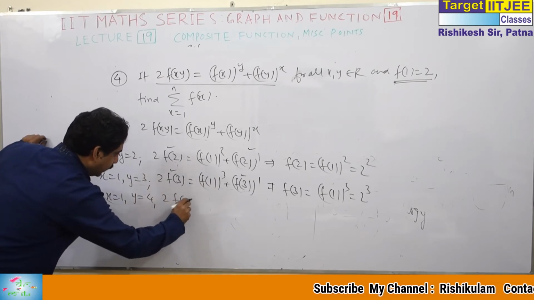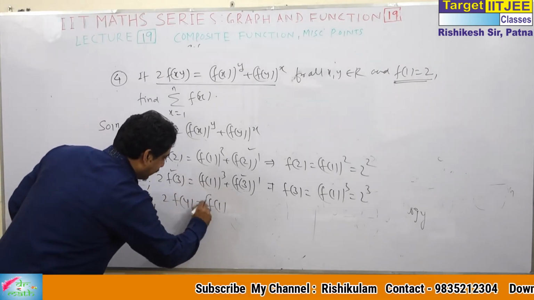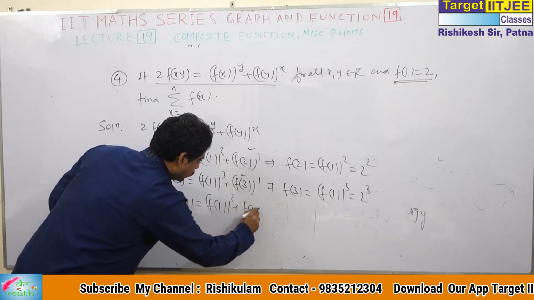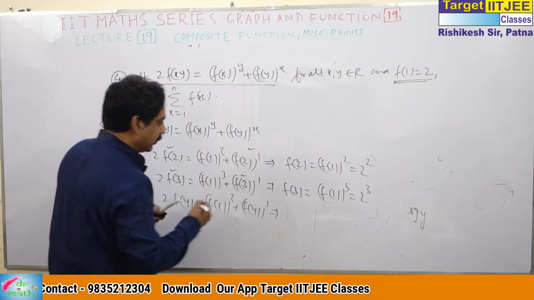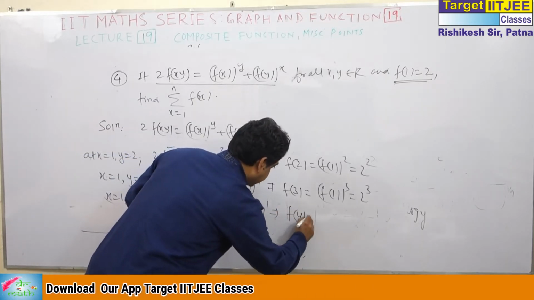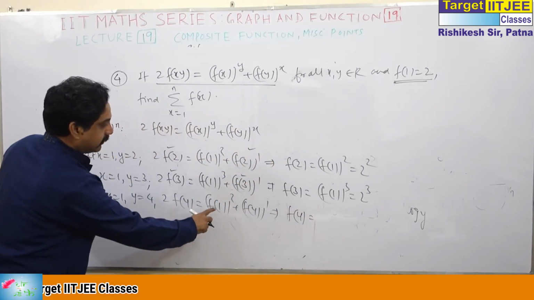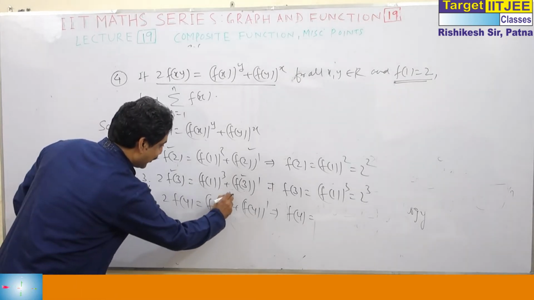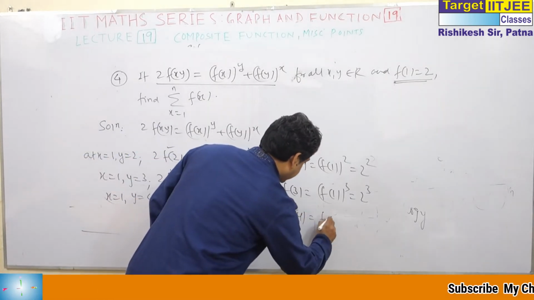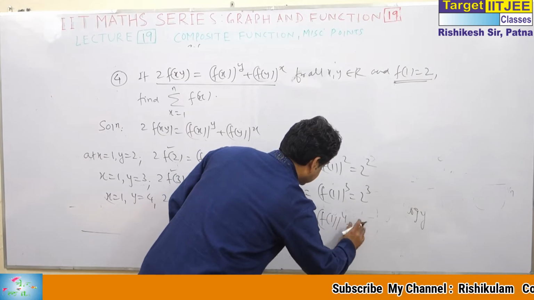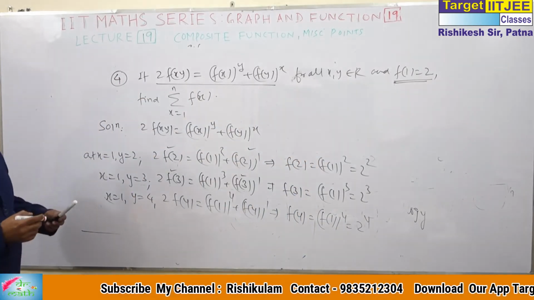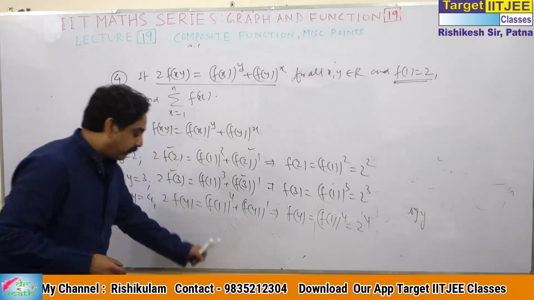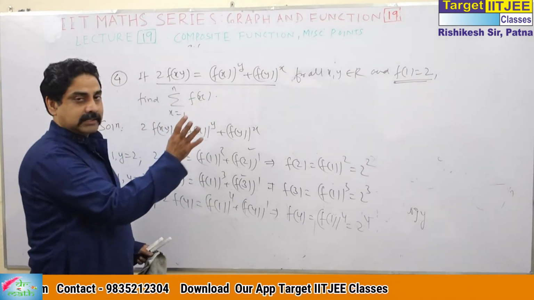Likewise, if you want, you can write F4, but now the pattern is clear. F4 is F1 to the power 4, not 2. F1 to the power 4, which is 2 to the power 4. So the pattern is clear. In this way we have to solve the question when there is a sum.